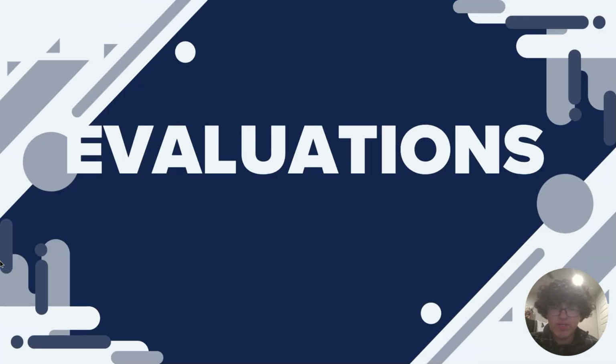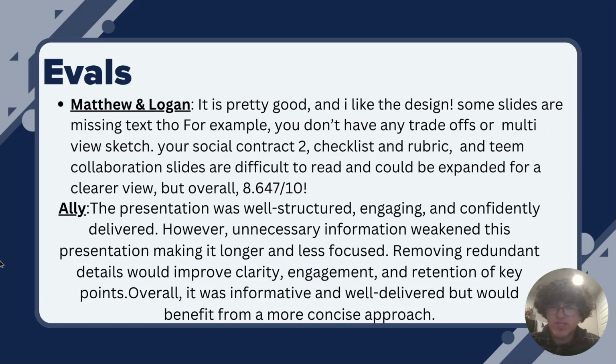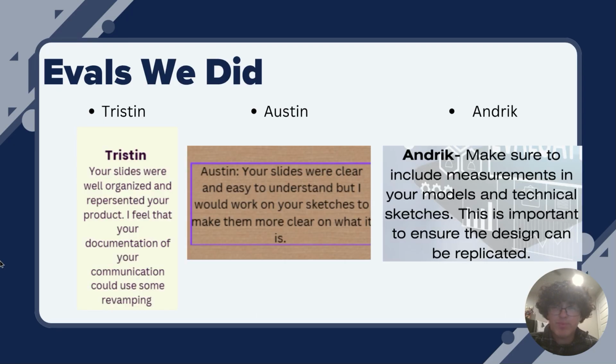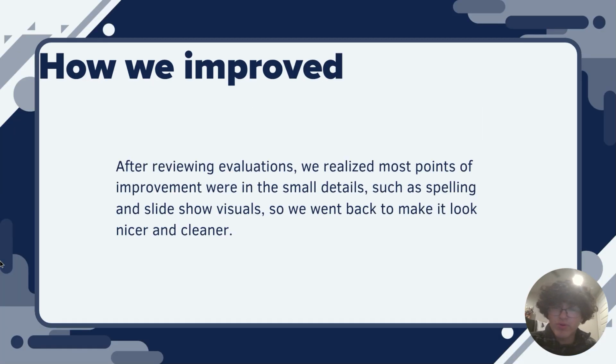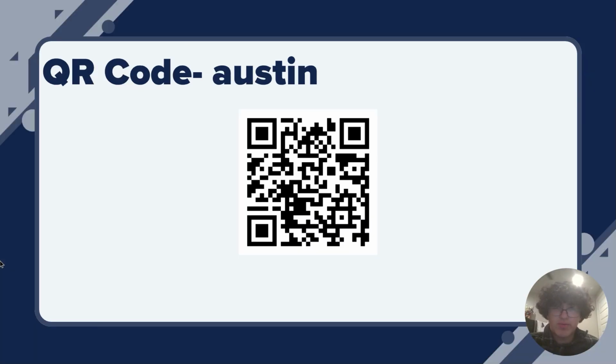And for our evaluations. Here are some evaluations we got from our peers discussing what they thought we could improve on our slides. There's one from Dallas. These are the evaluations we did for other groups where we evaluated their slides and gave some of our feedback to them. And how we improved: after looking at the evaluations, we realized most of the points were in the small details, the spelling, the slideshow visuals, all that. So we went back, made it a little bit nicer, a little bit cleaner, and used some AI to help us with the spelling checking. And here we have our QR codes.